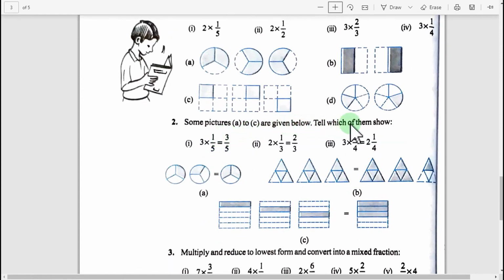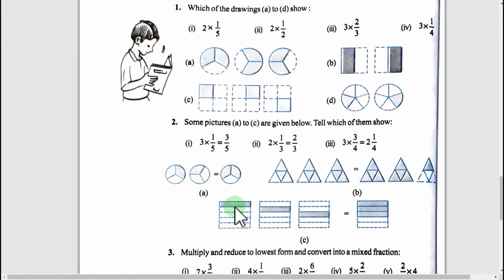Some pictures A to C are given below. Tell which of them show 3 into 1 by 5 is equal to 3 by 5. Here also shading is not visible. Wherever shading is visible, we will discuss that sum. So here see, this is divided into 1, 2, 3, 4, 5 parts and 1 part is shaded. How many figures are there? 3 figures are there. 1 part is shaded out of 5. So 3 by 5. So for this it is 3 by 5.